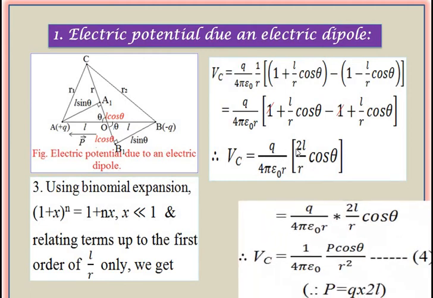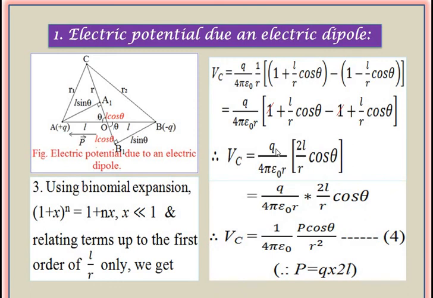The product of Q into 2L is nothing but the dipole moment denoted by letter P. Therefore, we get Vc equal to Q divided by 4 pi epsilon 0 into R into 2L divided by R into cos theta. This product Q into 2L is the dipole moment denoted by letter P. Therefore, Vc equal to 1 upon 4 pi epsilon 0 into P cos theta divided by R square. Suppose this is equation number 4.